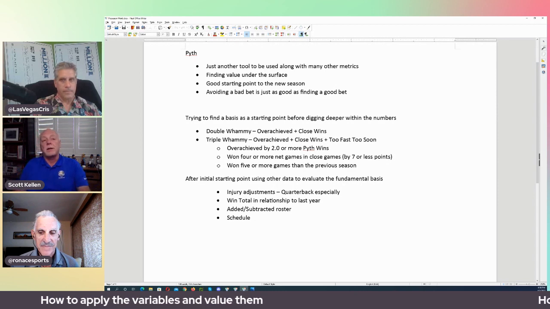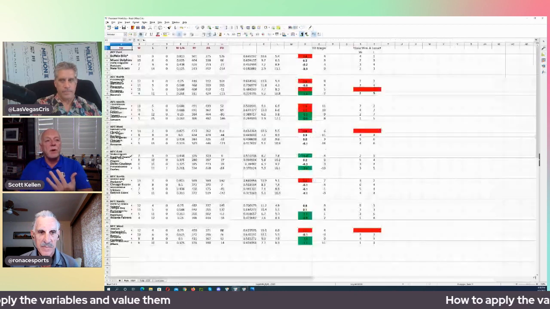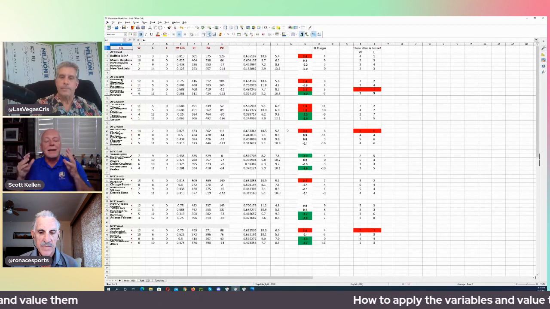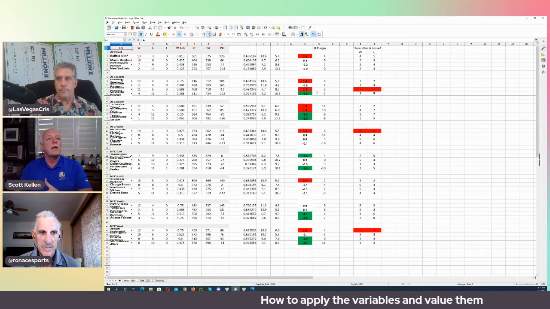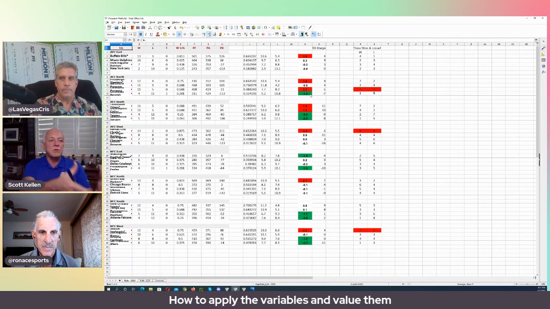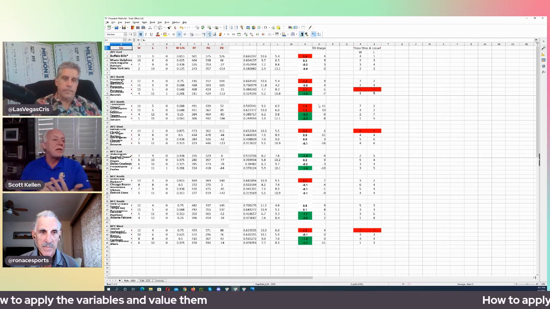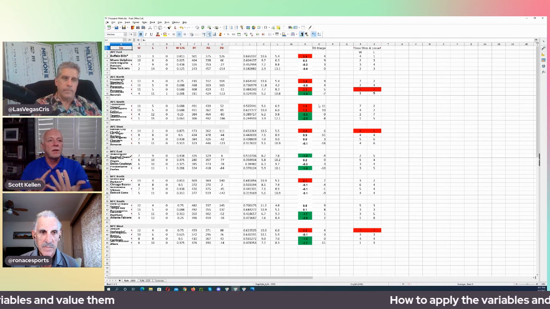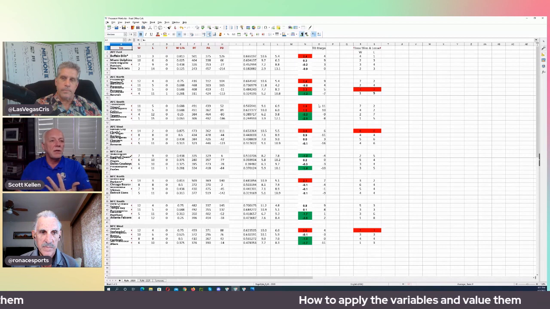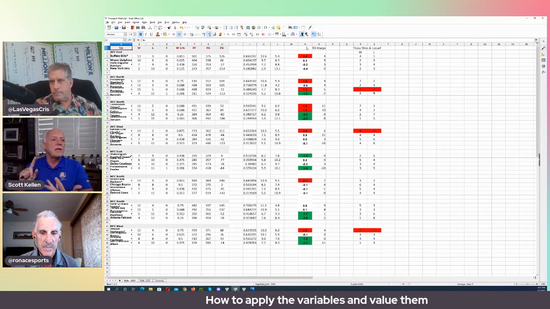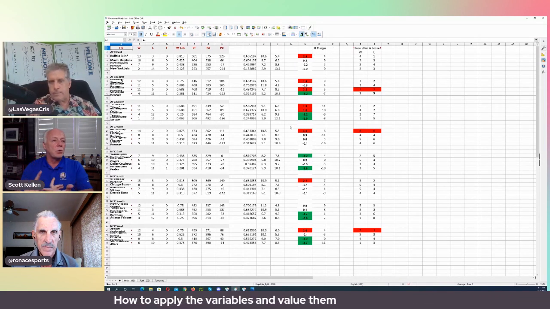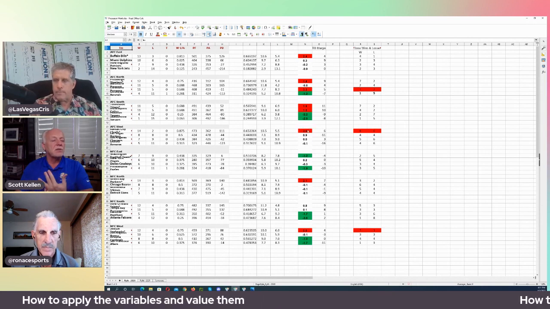But if we go back to that chart, the first things I'm looking at when I create these numbers are what teams overachieved by 2 or more wins. So this is the 2020 season going into last year. There were 5 teams that overachieved by 2 or more wins: the Buffalo Bills, the Cleveland Browns, the Kansas City Chiefs, the Green Bay Packers, and the Seattle Seahawks.